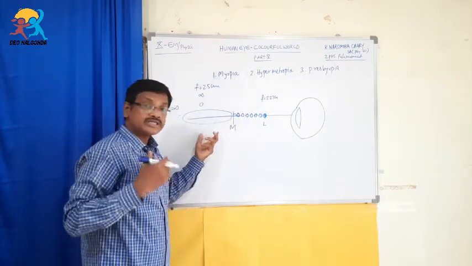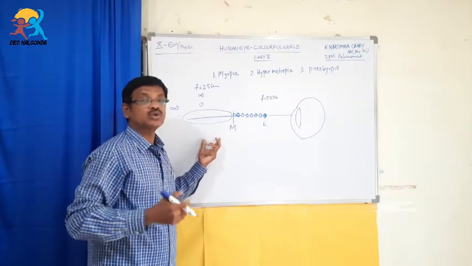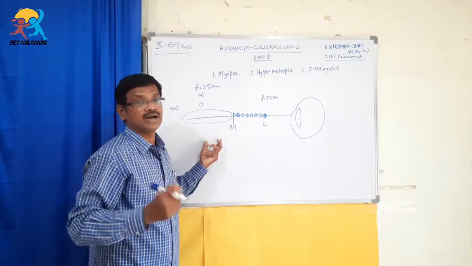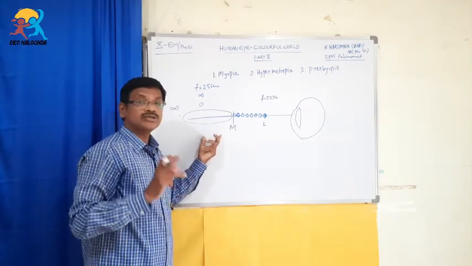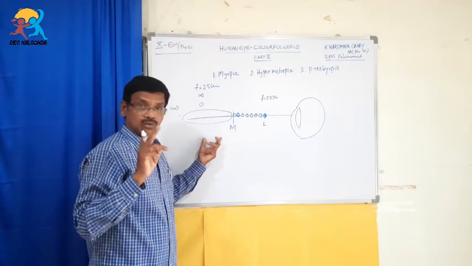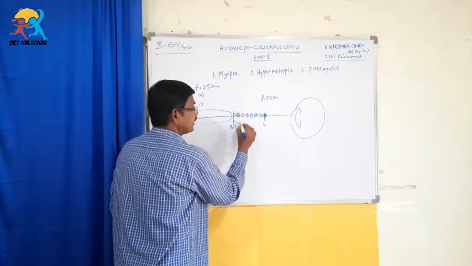Now, what is the remedy for this defect? How to correct the myopia? To correct myopia, we recall 2 points. One is object kept between M and L.